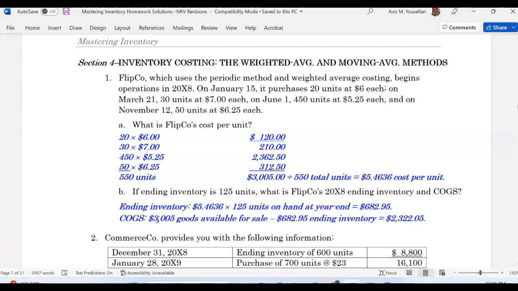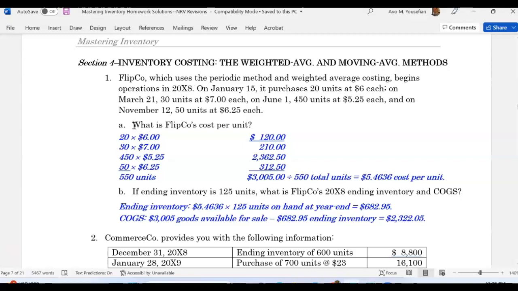This is where we call it base. So beginning, and what is the beginning inventory here? You see, it says begin operation in 2018. That means the beginning inventory is 0 because it's a brand new company. So beginning plus added equals available less end gives you cost of goods sold.